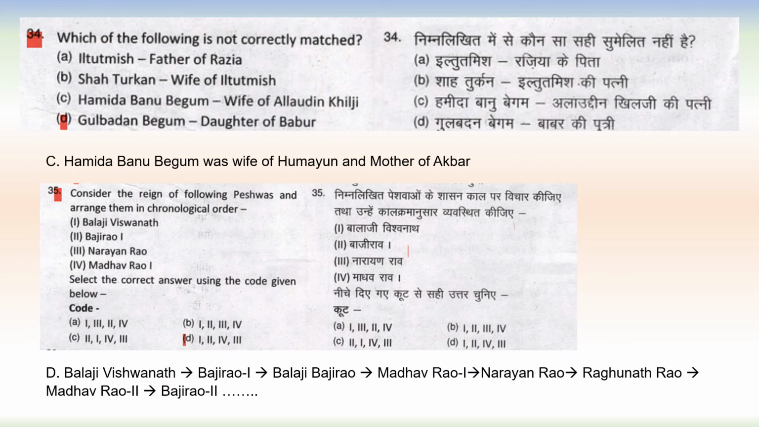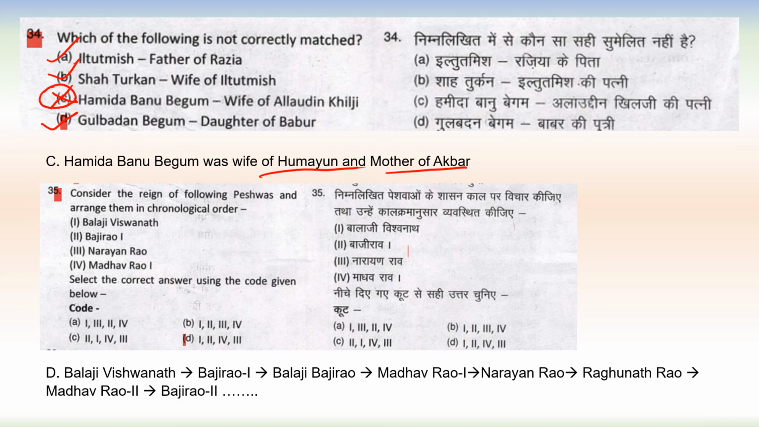Next one is, which of the following is not correctly matched? Iltutmish, father of Razia, correct. Shah Turkan, wife of Iltutmish, this is also correct. Hamida Bano Begum was the wife of Humayun and mother of Akbar. So this is not correctly matched. Gulbadan Begum was the daughter of Babur. Yes, this is also correct. So option C is not correctly matched. So option C is our answer.